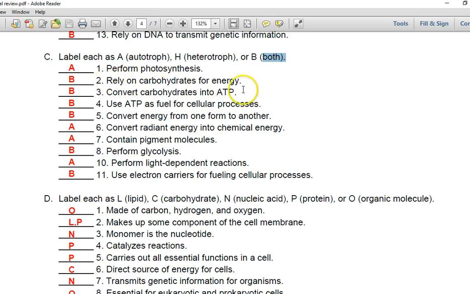Number 2, rely on carbohydrates for energy. All organisms rely on carbohydrates for energy. So B is essentially all organisms. 3, convert carbohydrates into ATP. All organisms do that. That's cellular respiration. Number 4, use ATP as fuel for cellular processes.